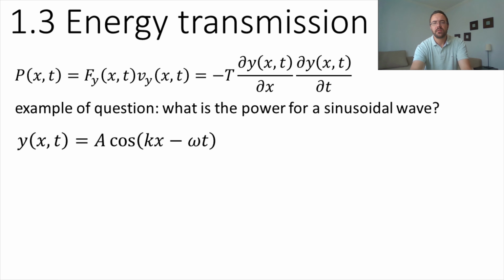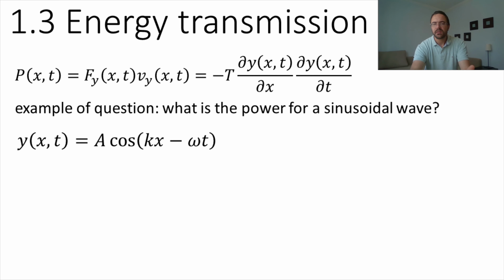Now let's do an example of application of this formula. Let's calculate the power for a sinusoidal wave. Now remember that a wave function for a sinusoidal wave can be written as y, the displacement, is equal to the amplitude A times cosine(kx - omega t).